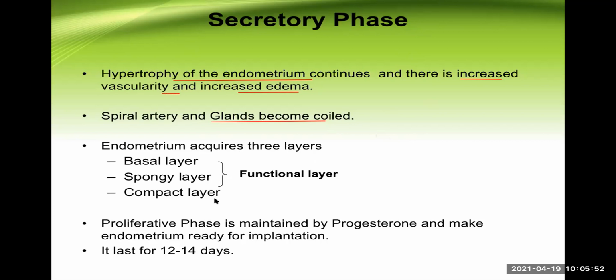These are a bit of histological description, but the most important point you already know. The secretory phase is maintained by progesterone and makes the endometrium ready for implantation, and it lasts for 12 to 14 days. Usually it lasts for 14 days. This is a constant type of period.